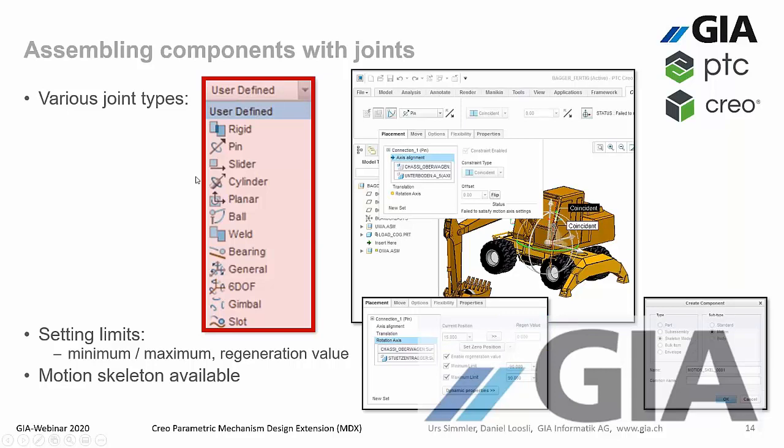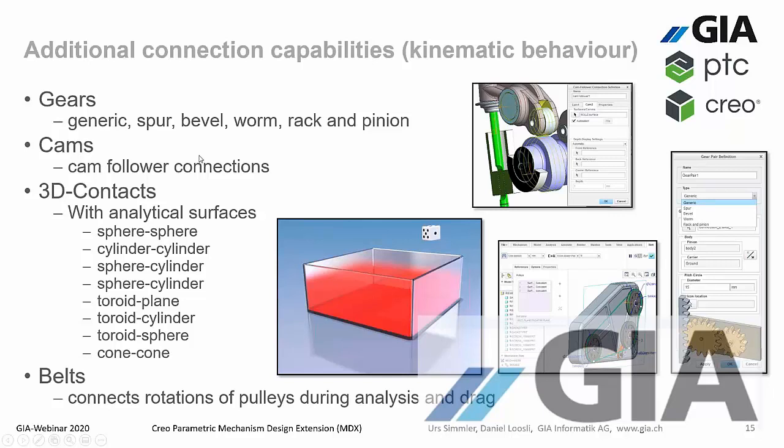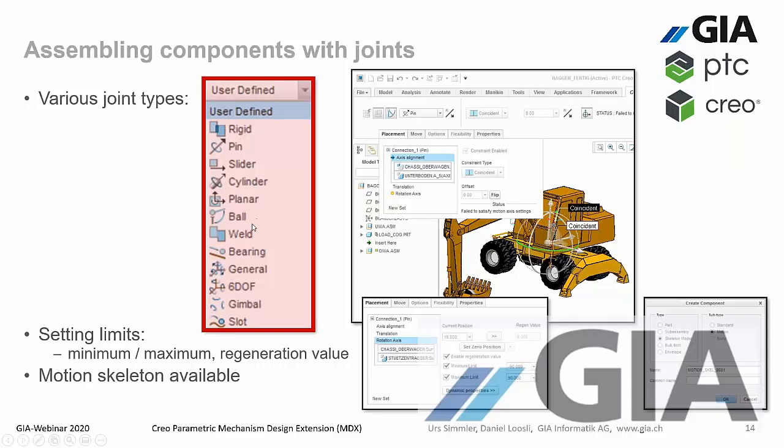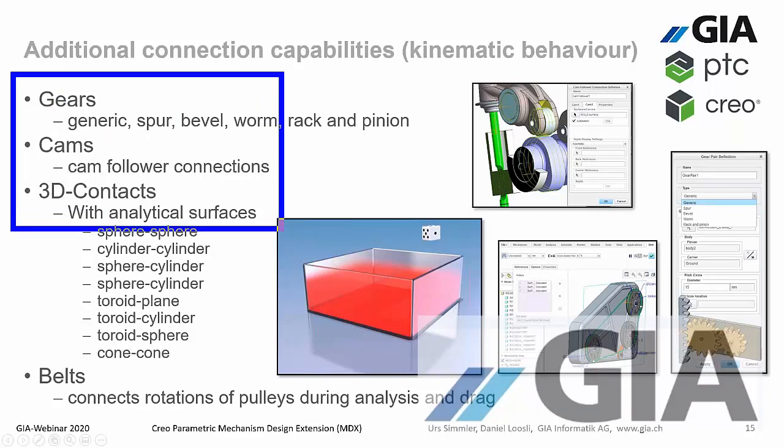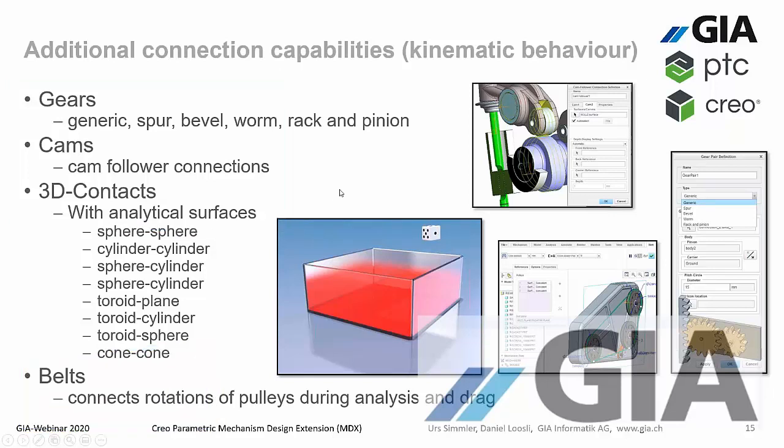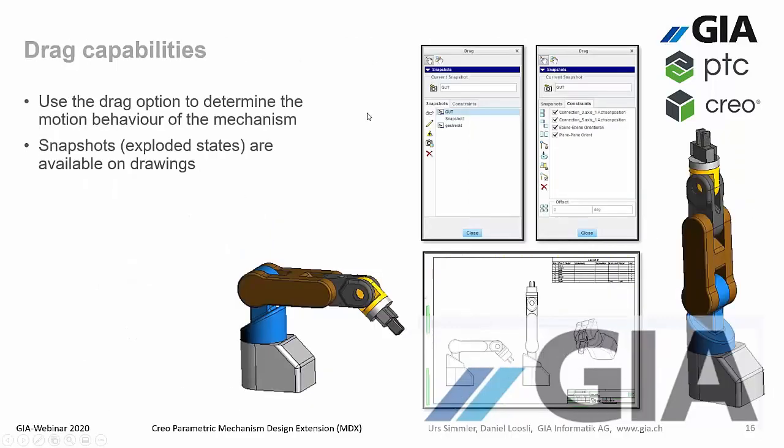And I think it's also interesting you can capture these positions and bring the positions to the drawings. In addition to, let's say, these joints like pin, slider, cylinder, planar, bolt, bearing, and so on, you will have other connection types like gears, cams, 3D contacts, and belts. And with that kind of connection, we can extend the capabilities of joining our components.